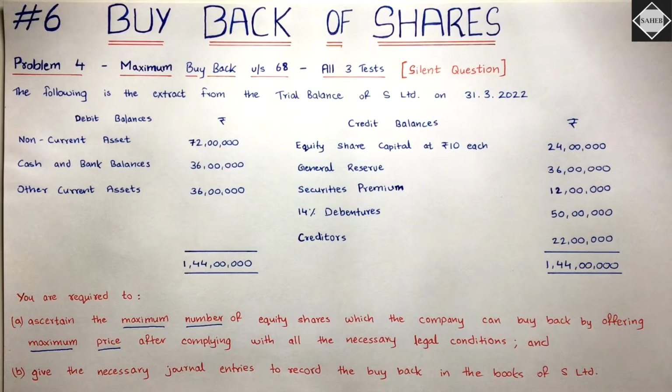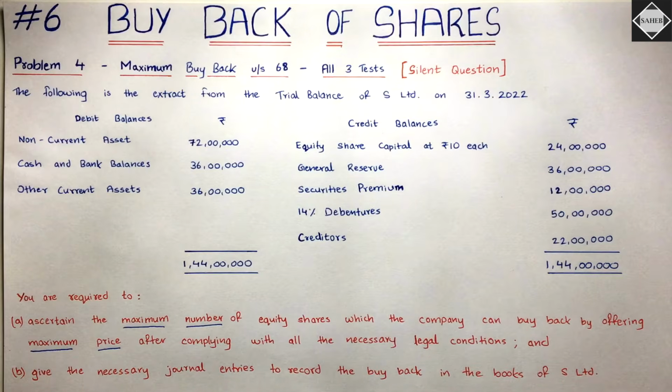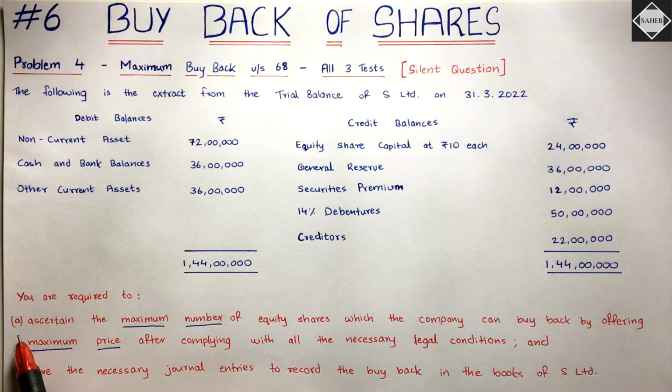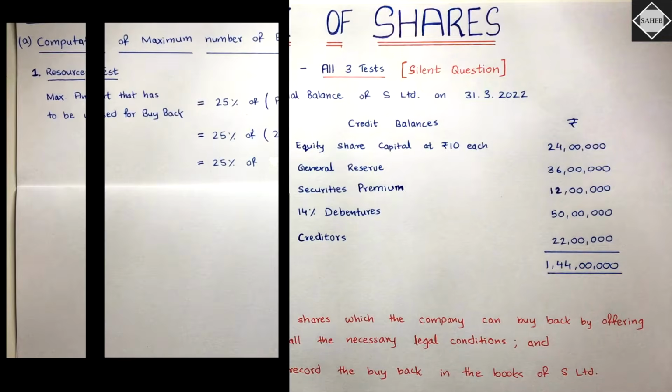Okay, and then they are saying give the necessary journal entries to record the buyback in the books of S Limited. Now this is very simple. You all know how to pass the journal entries. The main thing is the first requirement. Yeah, the main thing is the first requirement. You need to know first how many number of shares do we have to buy back, at what price, right? So that's very important. So let's see, right?